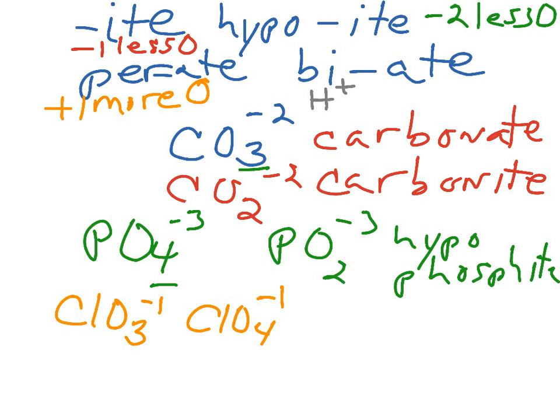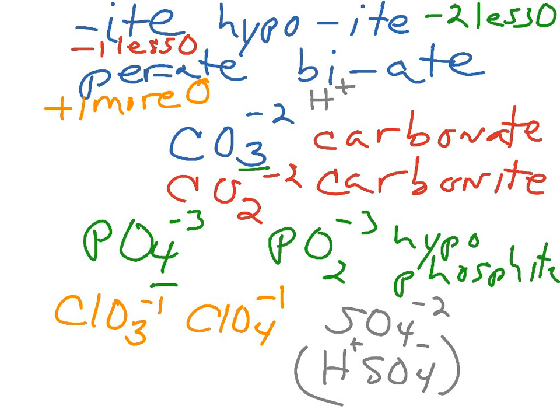So, for example, if we start with sulfate, which is SO4 -2, bisulfate would be HSO4, and since we've added an H+, that plus is going to take away one of those negative charges, and so the overall charge on this ion when you add +1 and -2 is going to be -1. And again, the same thing would apply, these same rules would apply to any of the ates.